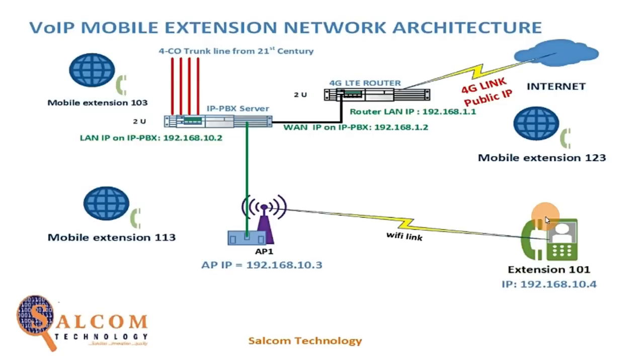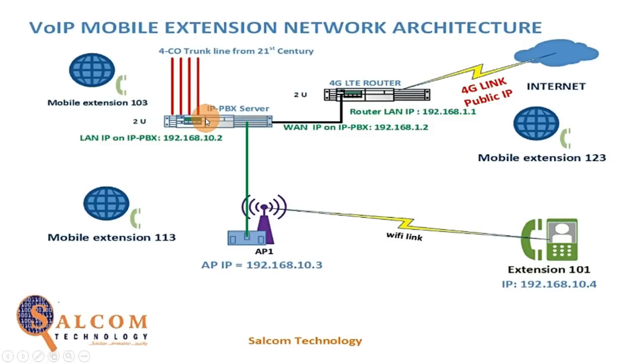Now, let's look at the network architecture of the solution we are talking about. One of the very key devices is our IPBX server. So this will be on the network. Then the external lines that need to be connected, either your CO lines or your GSM trunk as well, can be connected to it.